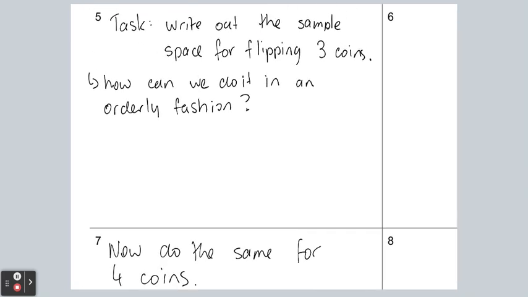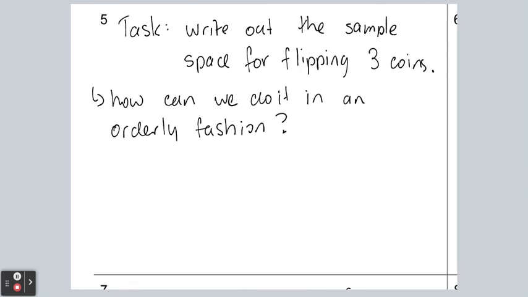So the first task, I'll zoom up just so you can see it, is write out the sample space for flipping 3 coins. And I've asked, how can we do it in an orderly fashion? With efficiency rather than just going, well, it could be head, head, tail. It could be tail, tail, tail. I mean, you could get through them all that way, but it's quite inefficient. Would anyone like? I've got a way in mind.